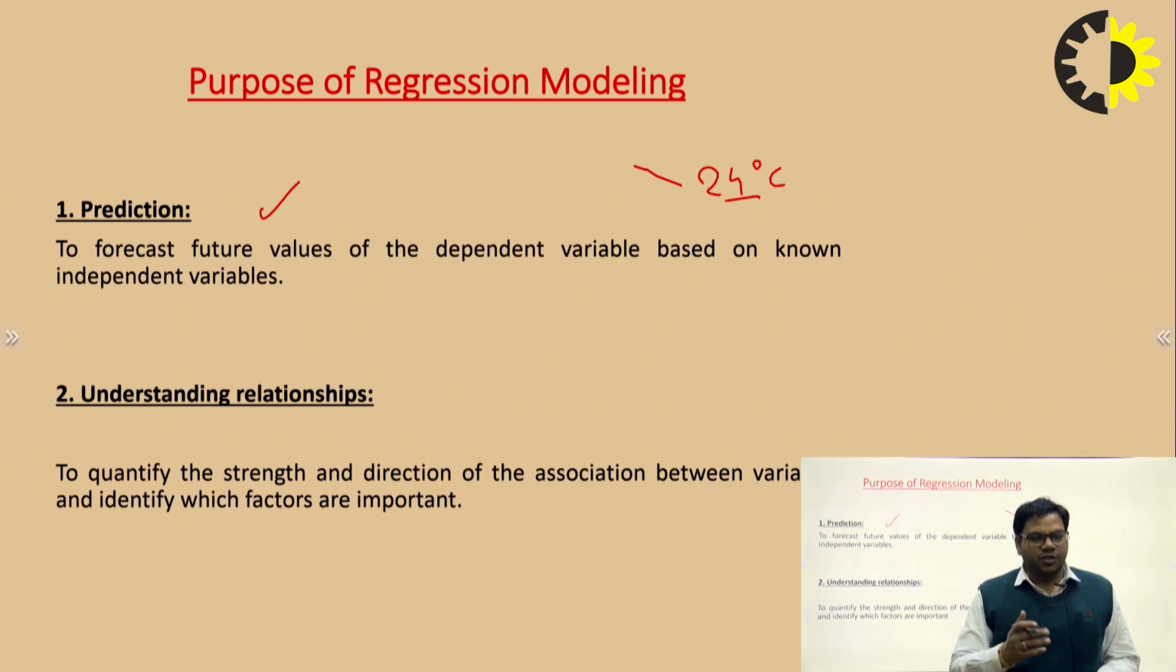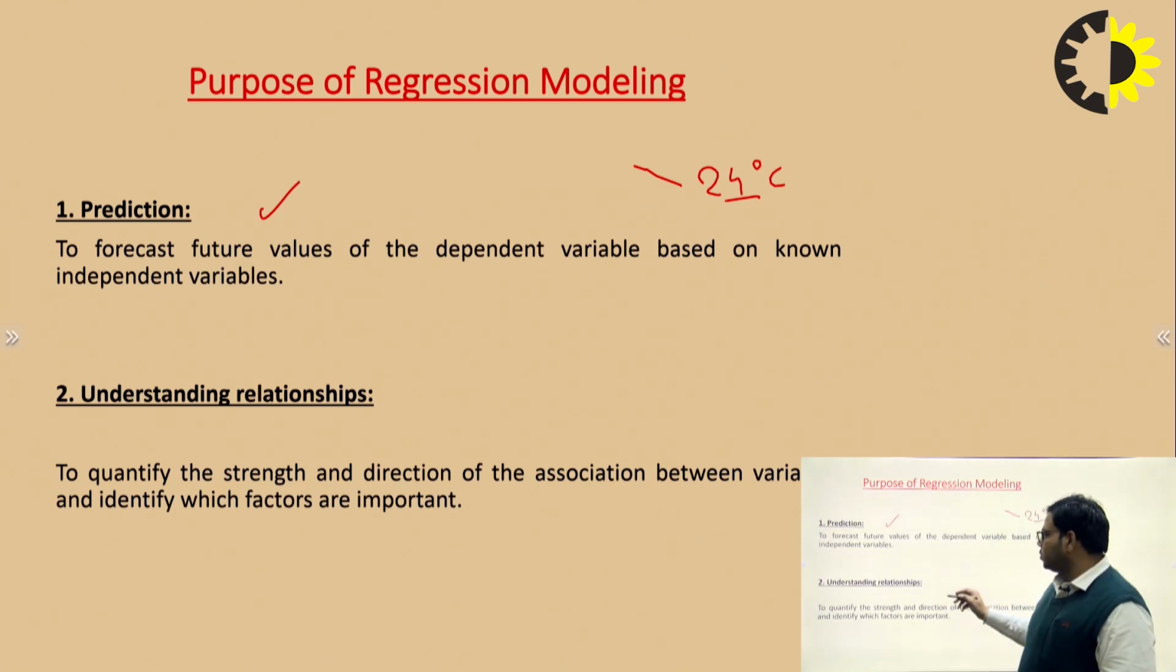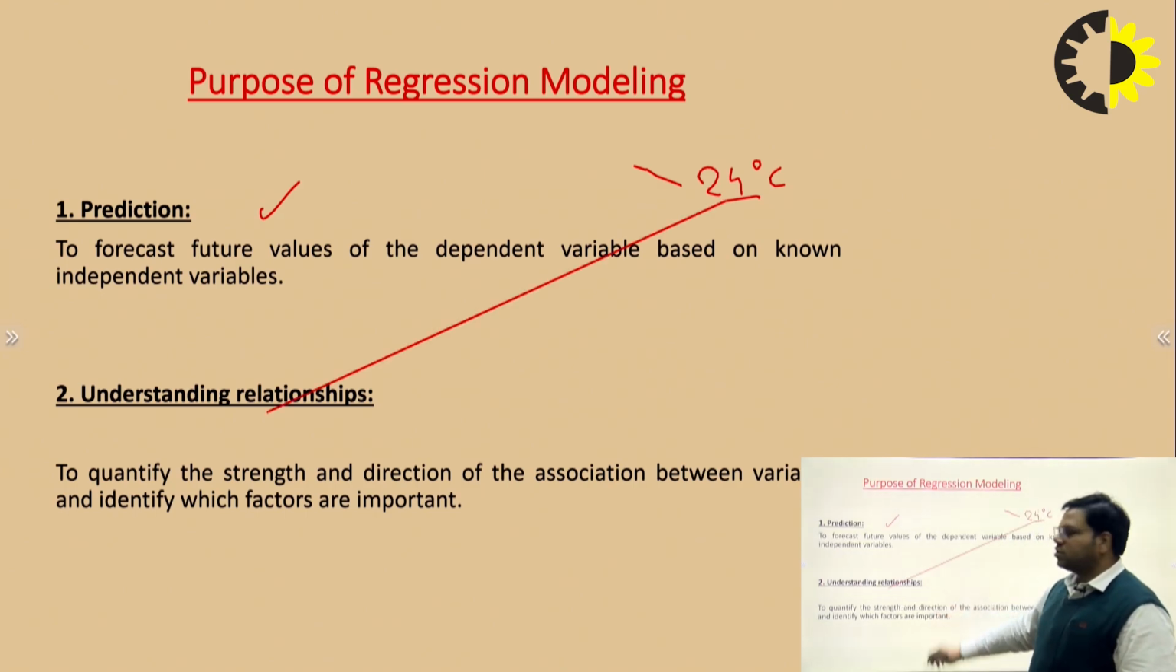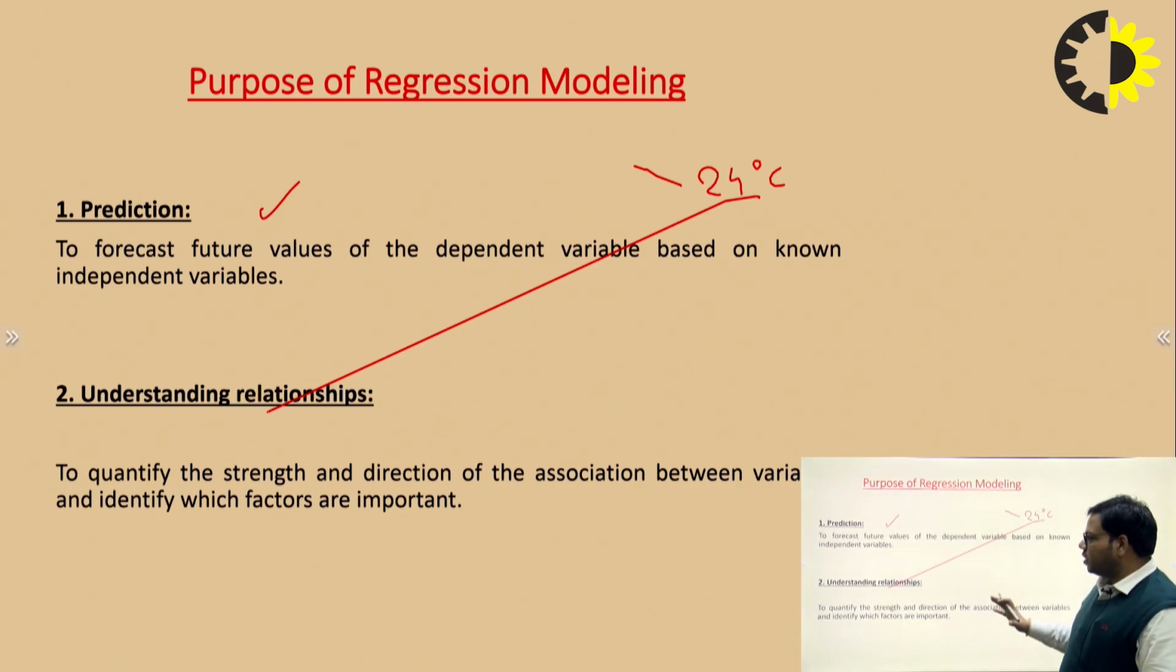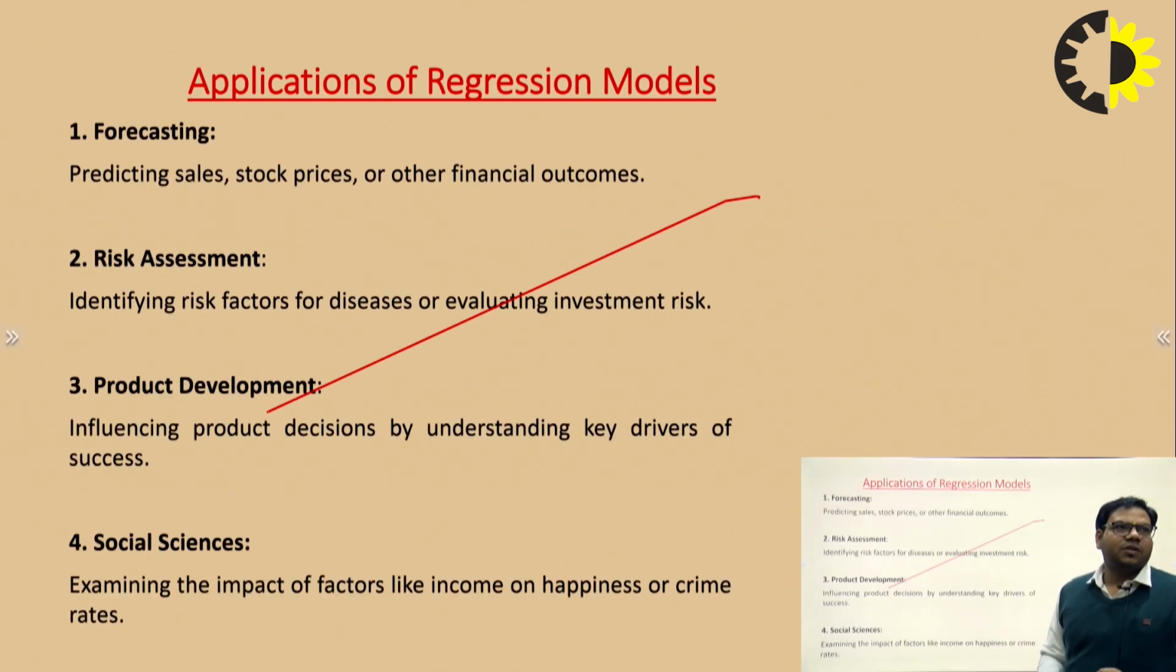So besides prediction, we can use regression modeling for understanding relationships as well. As I said, there is a dependent variable and an independent variable, x and y. So we can get a good idea about how they are related to each other.